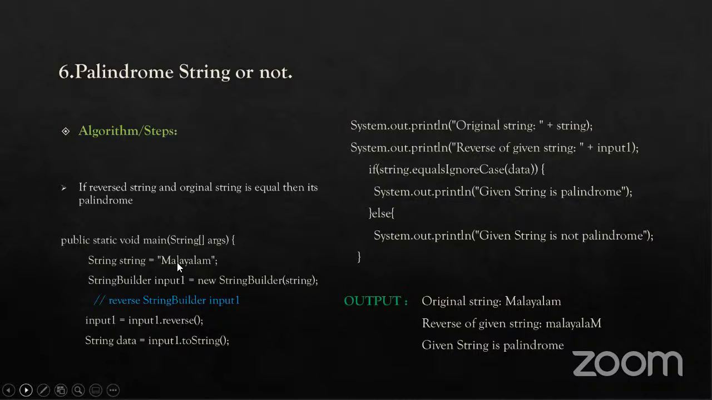Here we have given Malayalam, so the output will be: the given string is a palindrome. If I give something else, like obscura zone, it will say the given string is not a palindrome. I think you got it: how to check a palindrome, how to reverse a string using the reverse method and the for loop. I think you also understood different string methods and different ways to count duplicate words, etc.